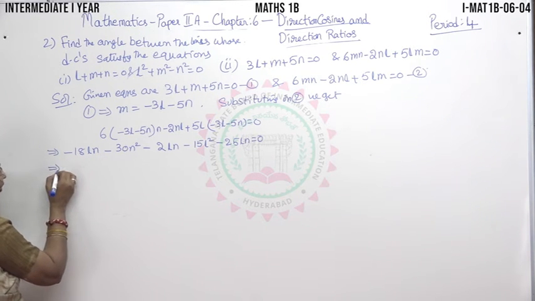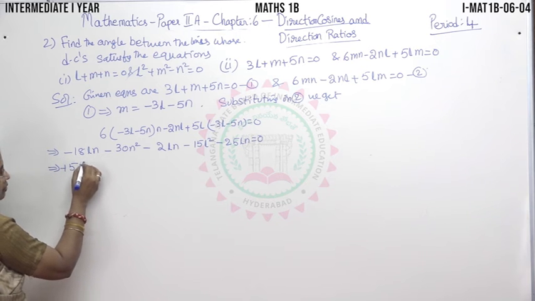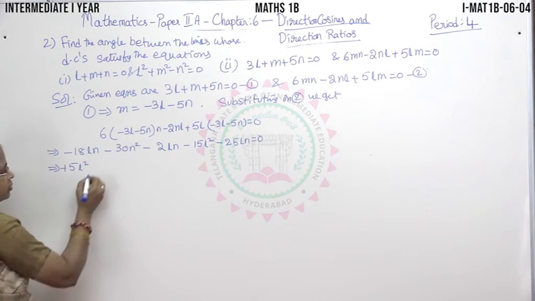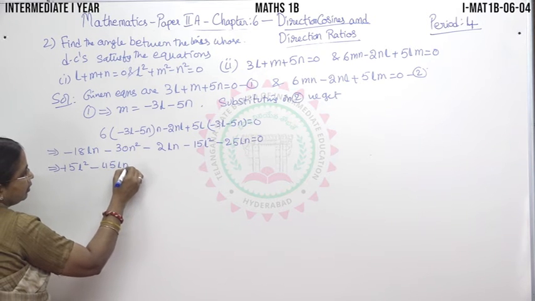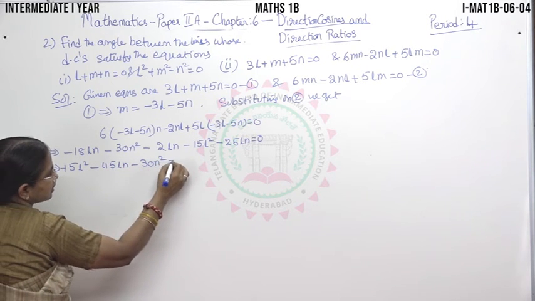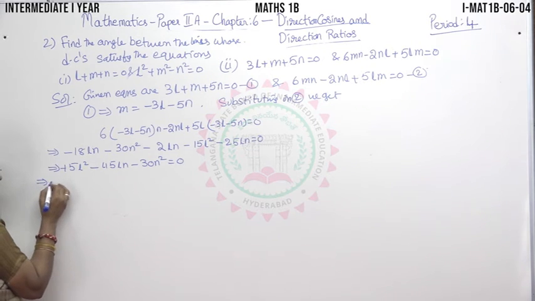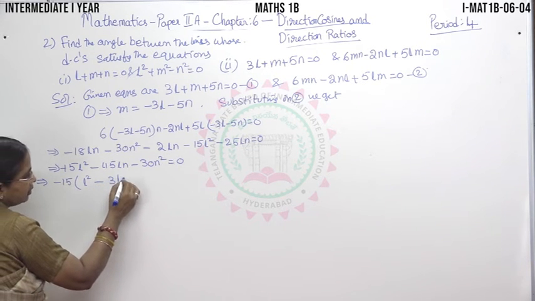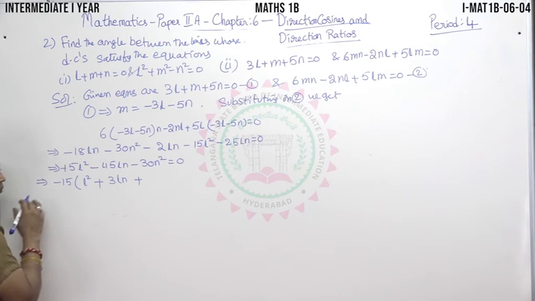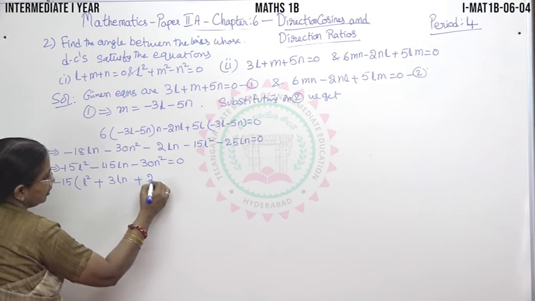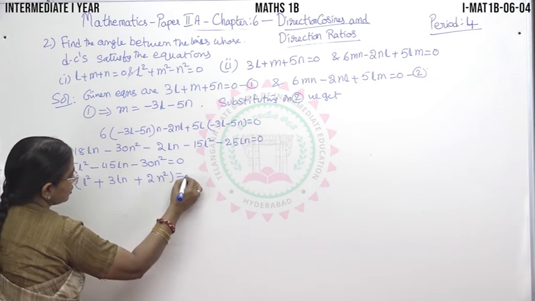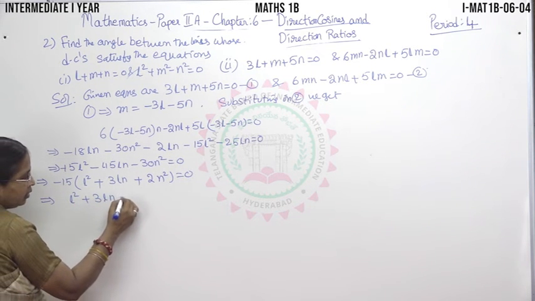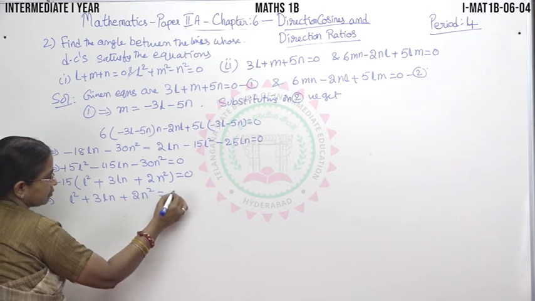So now it is 15l square minus 15l square and then 18, 20, 45. So minus 45 ln minus 30n square is equal to 0. You can take minus 15 common. Then it becomes l square minus 3 ln plus... You have taken minus outside now, so 15 2 is 30. So 2n square is equal to 0. So that means l square plus 3ln plus 2n square is equal to 0.